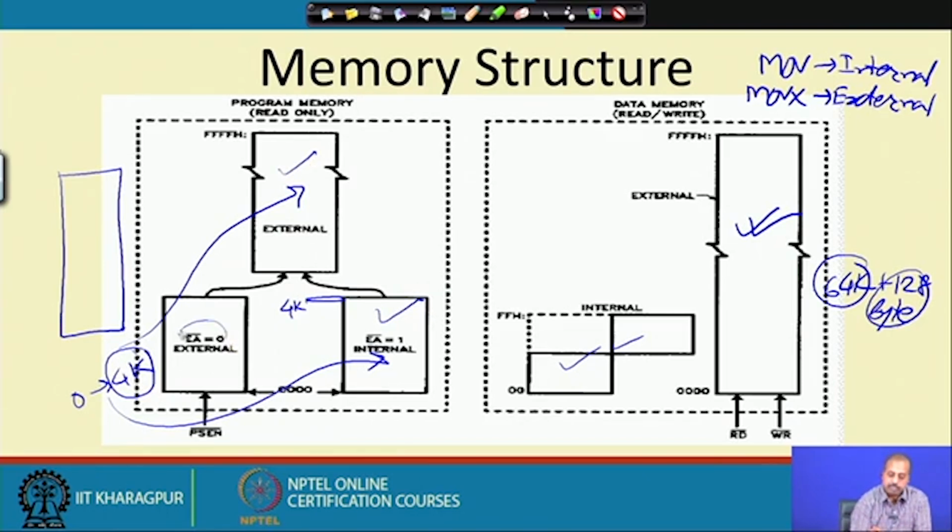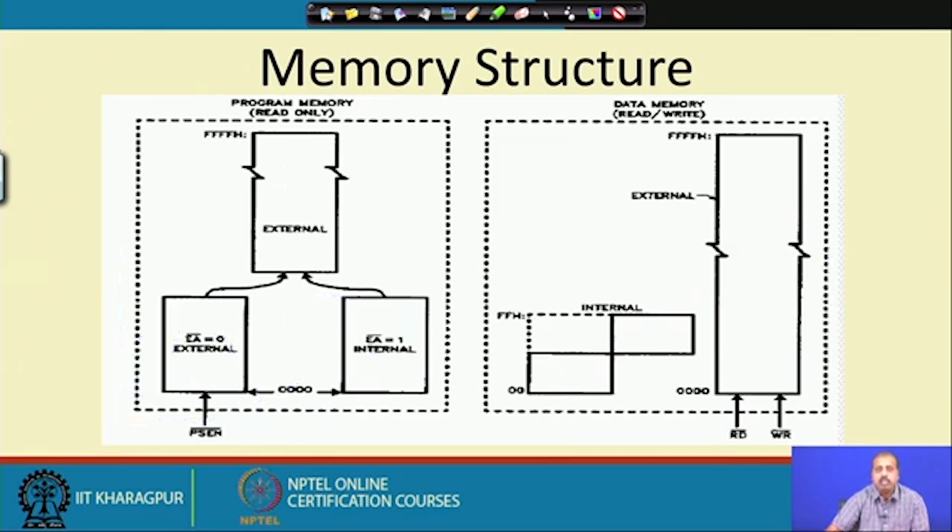Whereas, if the EA bar line is equal to 0, in that case for any address it will go to the external memory for getting the opcode or the instruction. So, that makes it very flexible. Okay. So, we can configure this system as per our requirement.